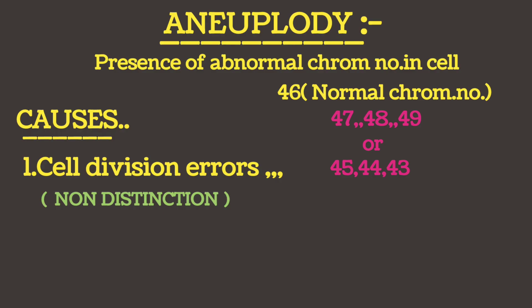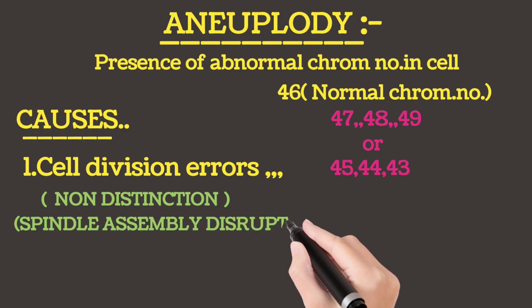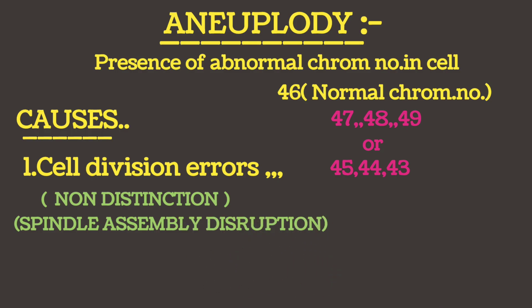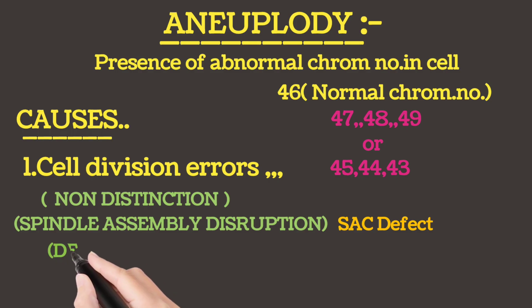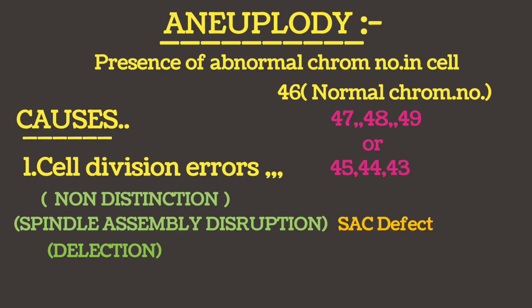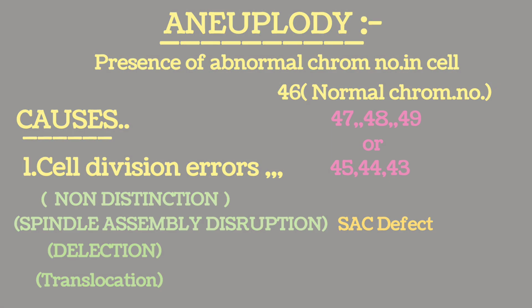Accordingly, we have one more cell error known as spindle assembly disruption. That is when there is a defect in the spindle assembly checkpoint, known as SAC defects. One more cause is deletion, meaning some part of a chromosome is deleted, which leads to aneuploidy. Accordingly, we can write translocation, in which some arm or part of a chromosome is translocated between different chromosomes.